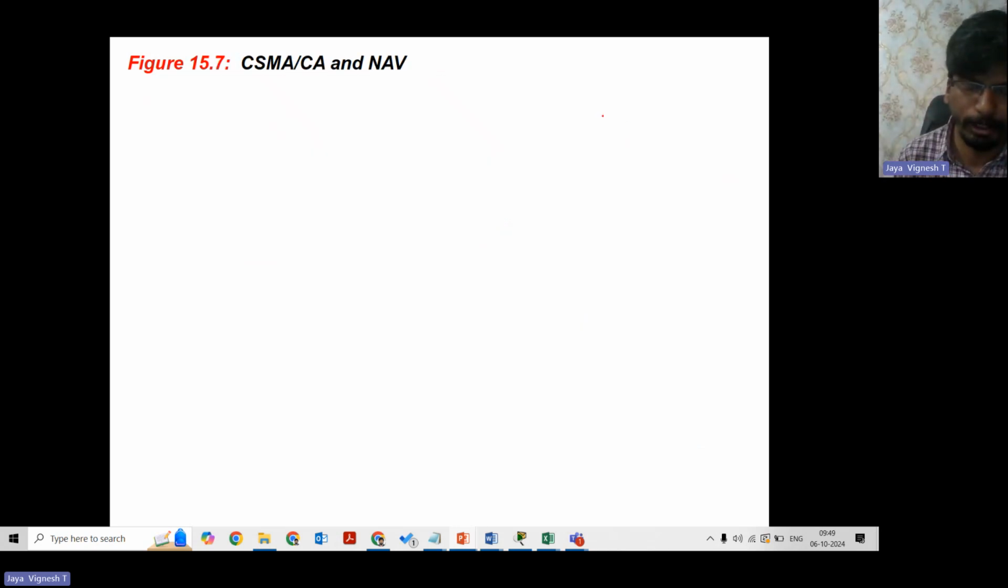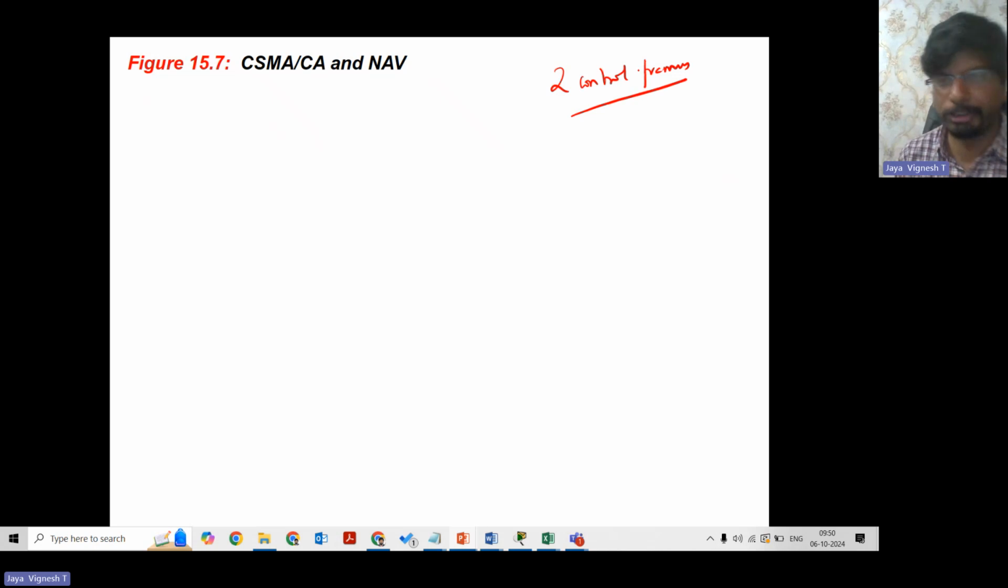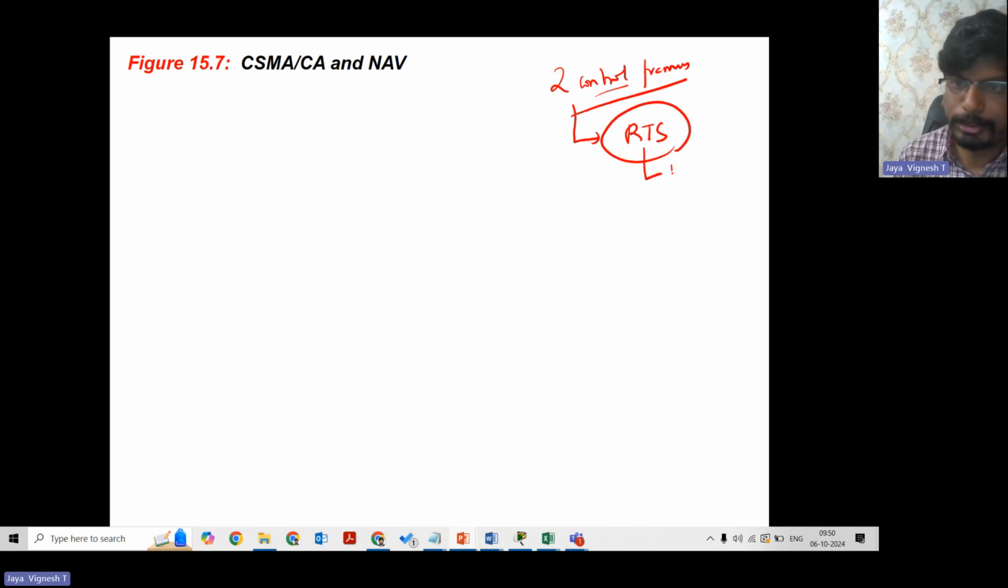So now the CSMA/CA algorithm brings in two control frames that are going to be exchanged by the stations that are going to communicate. These control frames are not going to carry data, but they're going to carry information: hey, I want to talk to you, can I talk to you? That kind of exchange is going to happen before you start transmitting your data frames. So what are those two control frames called? The first control frame is called RTS. RTS stands for request to send frame.